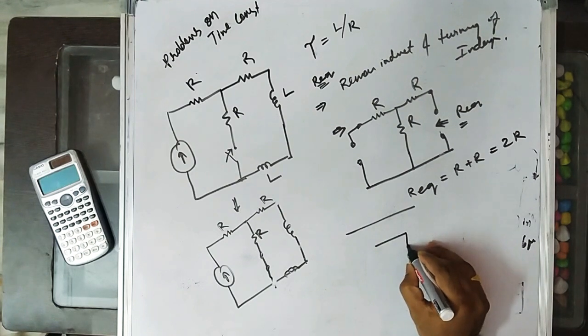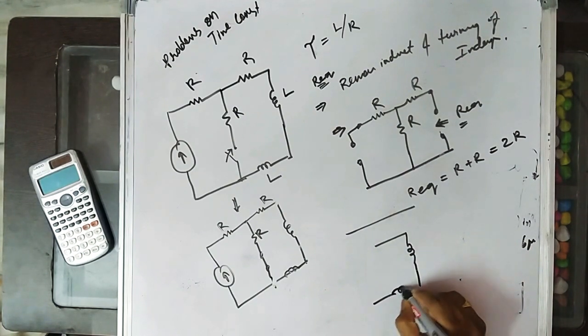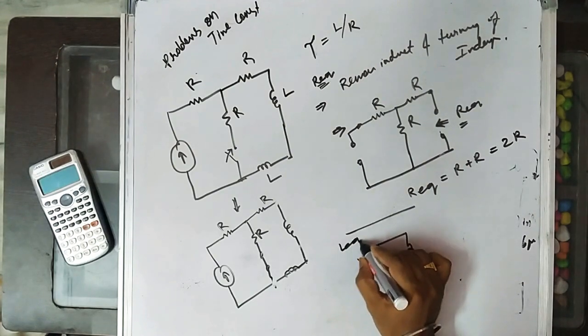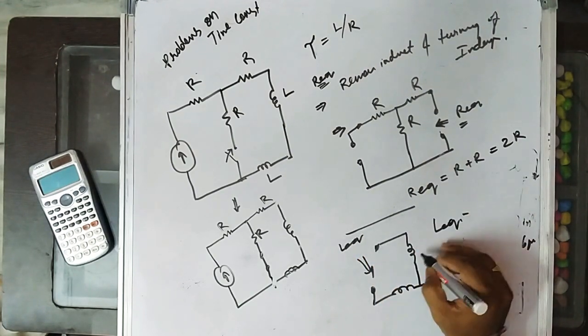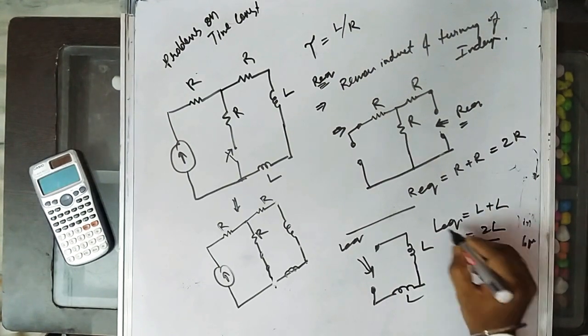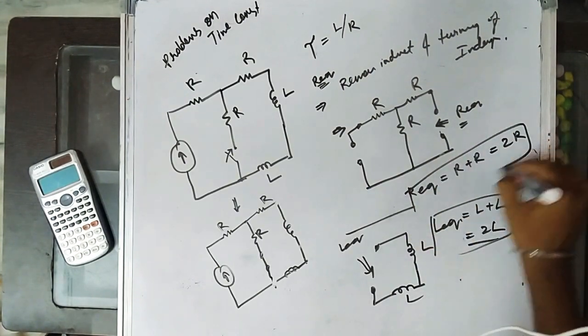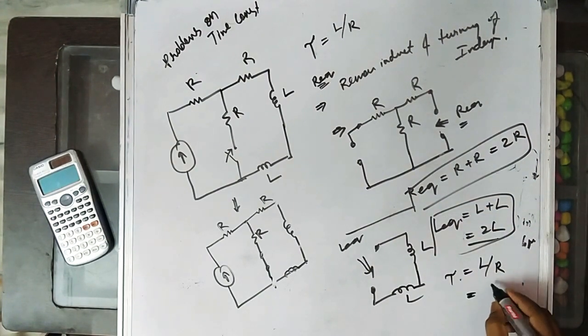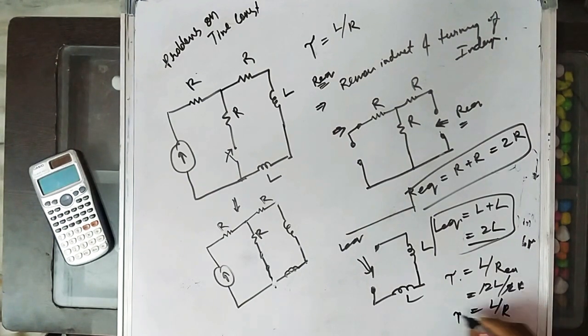Now for finding L equivalent, you will have a circuit like this. This is L equivalent. So L equivalent equals L plus L, that is 2L. So you got R equivalent and L equivalent. So tau equals what? L by R. You will get 2L by 2R. So ultimately the time constant is L by R for this circuit.